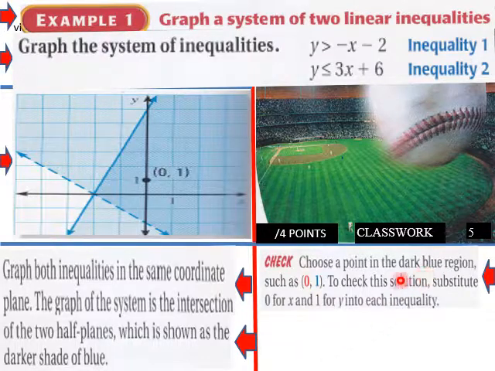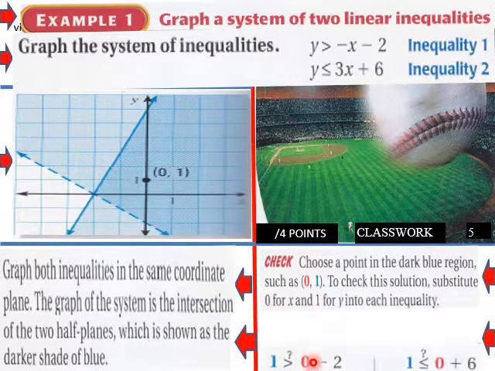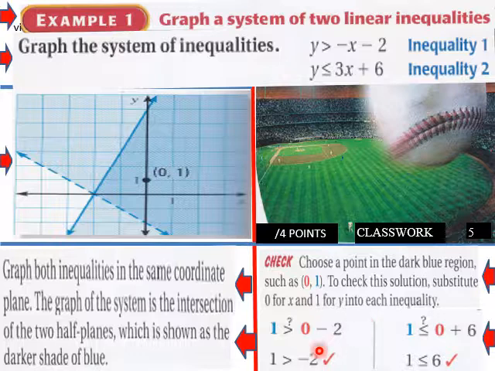So choose a point in the dark blue region, such as (0, 1). We choose this. Check the solution. Substitute for x and y into each inequality to check it. And this checks, and then this checks. So they both check with (0, 1) as your solution.